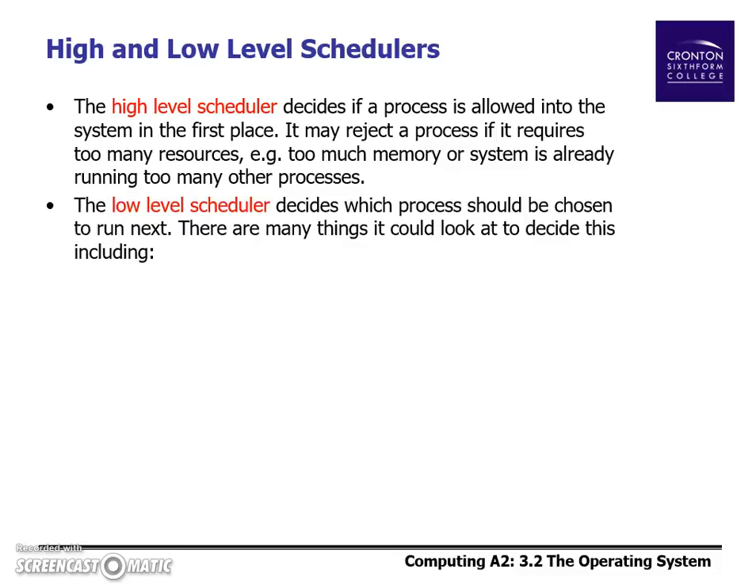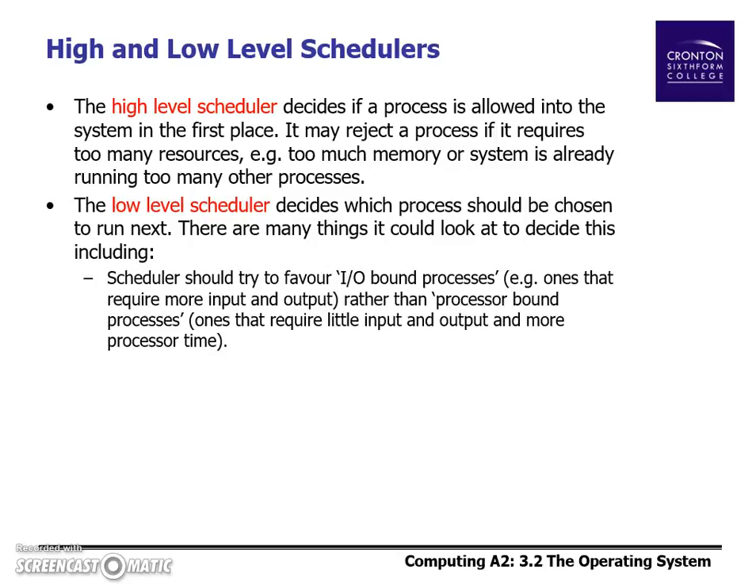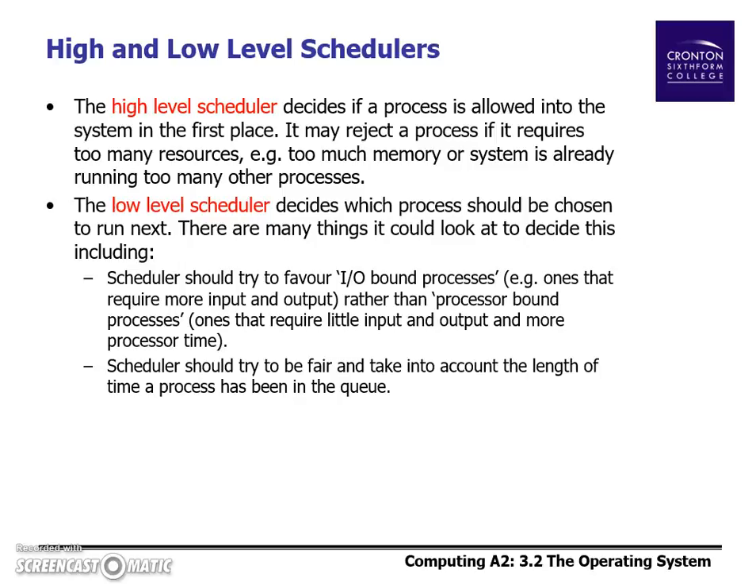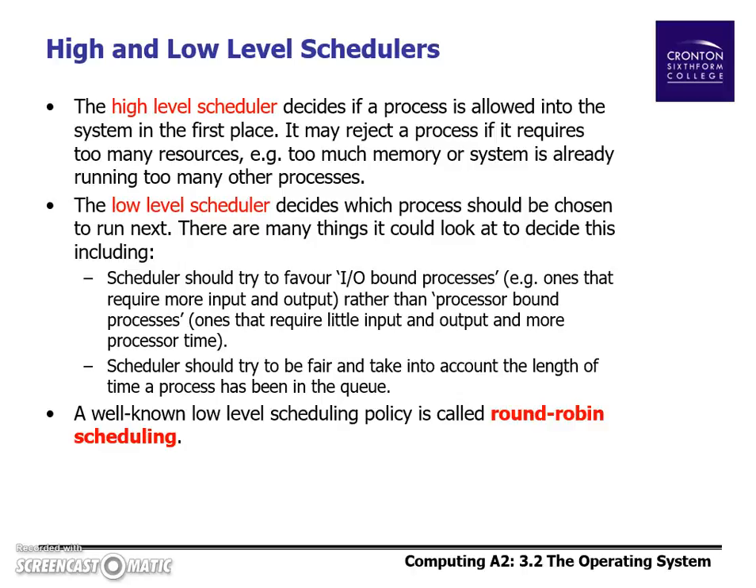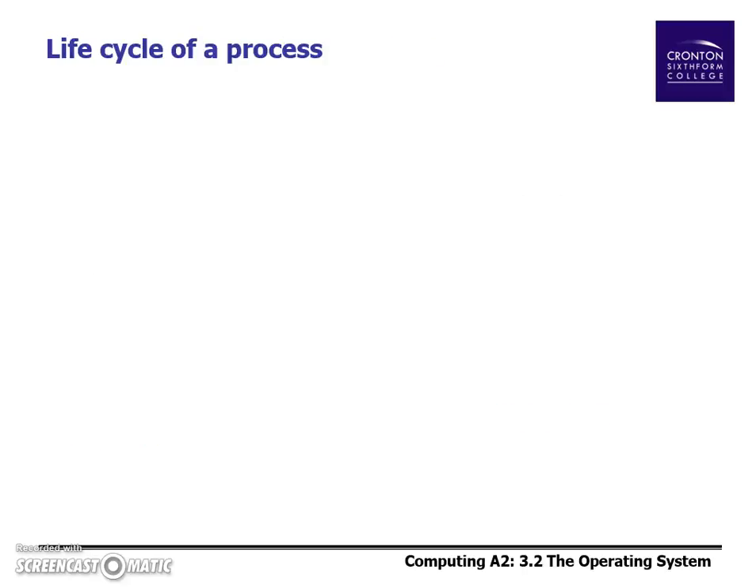The low-level scheduler decides which process should be chosen to run next. And there are many different things that you could look at to decide this, including the scheduler should try and favor input-output bound processes rather than processor-bound processes. The scheduler should try and be fair and take into account the length of time a process has been in the queue. And a well-known low-level scheduling policy is called round-robin scheduling.